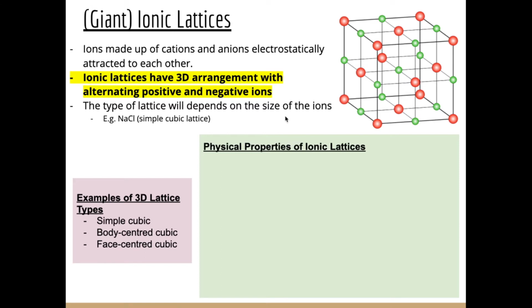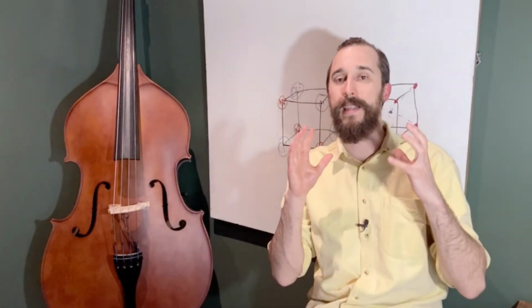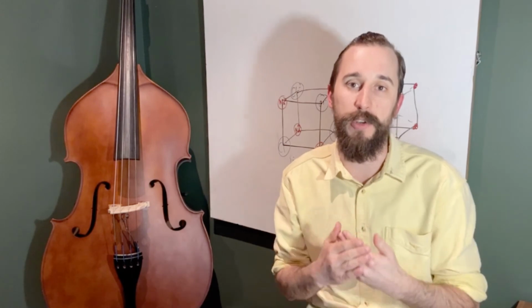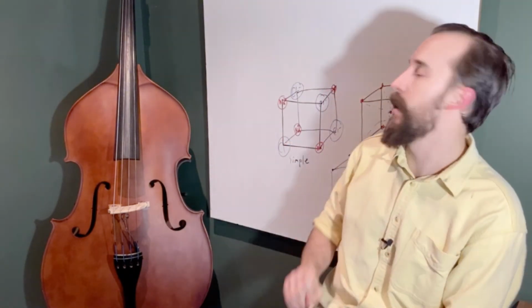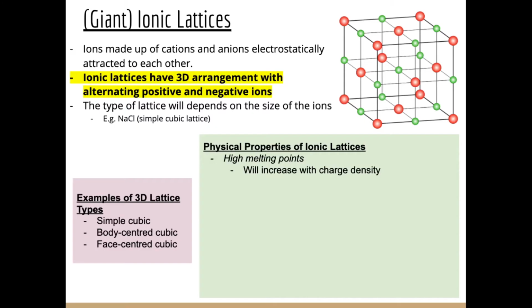Ionic lattices have high melting points because we know we have a very strong electrostatic force of attraction between positive cations and negative anions, and we know it's going to take a large amount of energy to disrupt that. So it's going to take a large amount of energy to disrupt our three-dimensional lattice and make it go into the liquid form. This will increase with charge density.